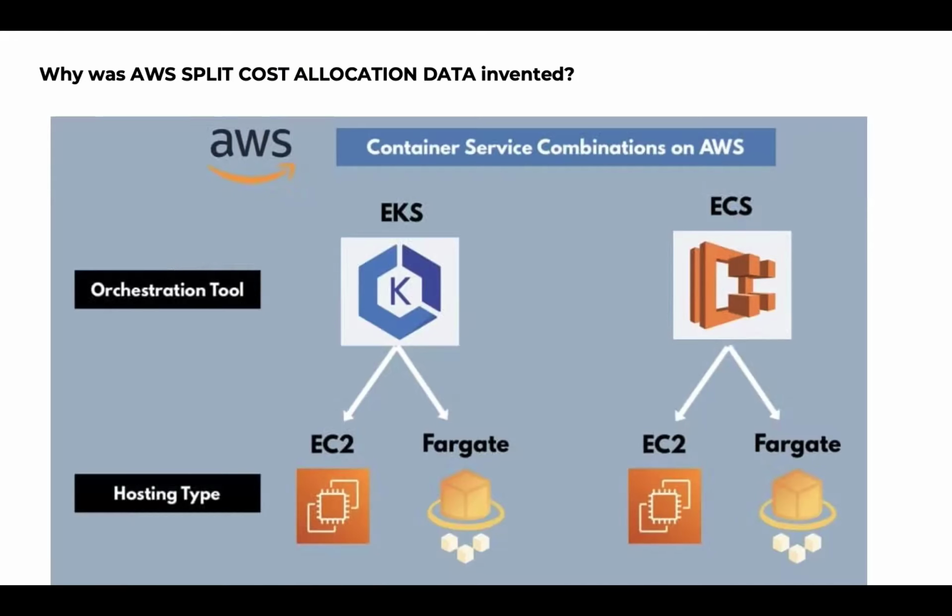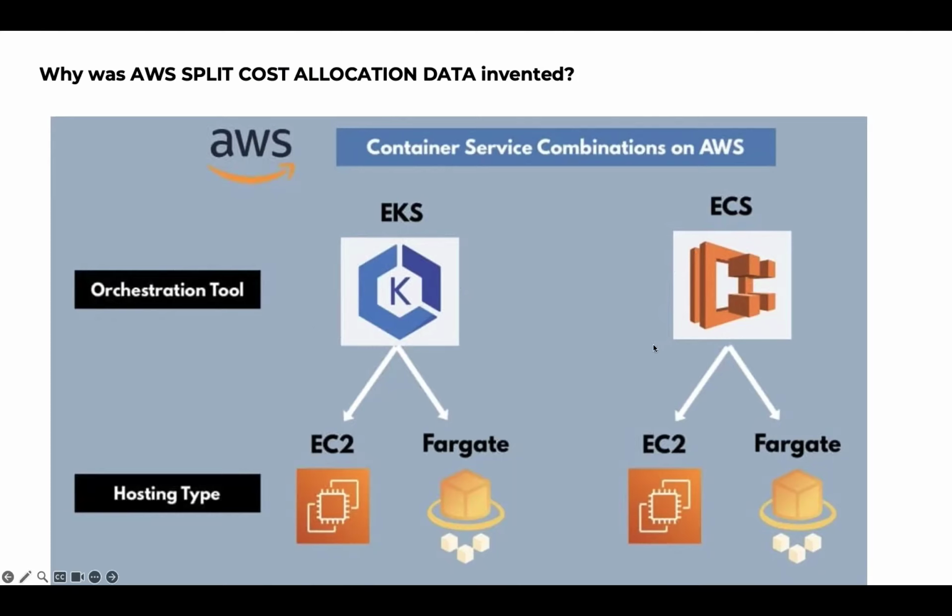Before we get into it, let's step back and see why this feature was actually created. AWS has basically two fundamental ways in which you can run containers on their infrastructure. One is using a homegrown, custom AWS orchestrator called ECS, so it's basically Elastic Container Service. And then the other is based on an industry standard called Kubernetes, so Elastic Kubernetes Service.